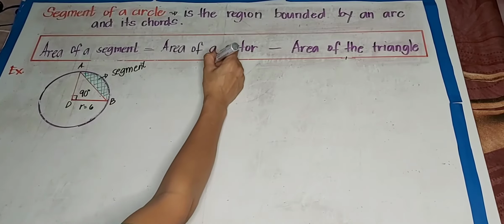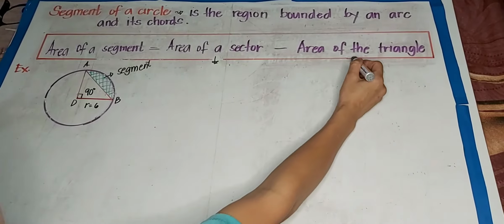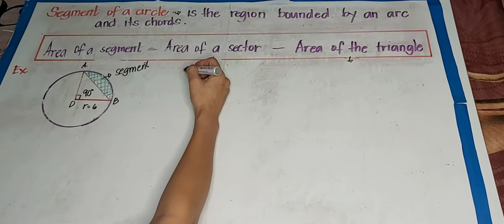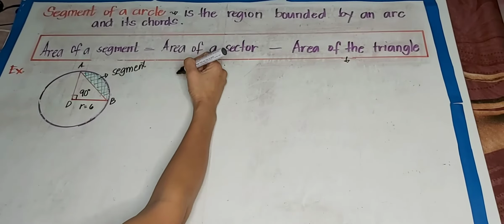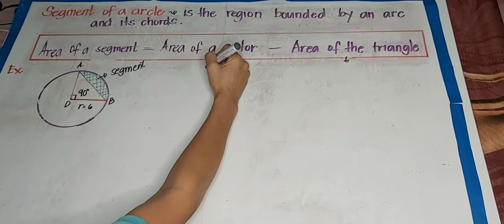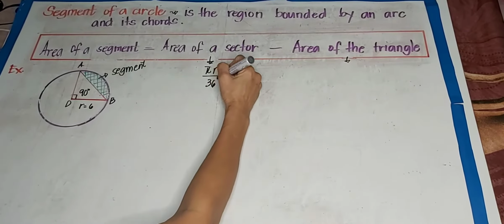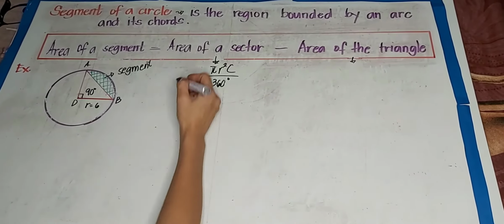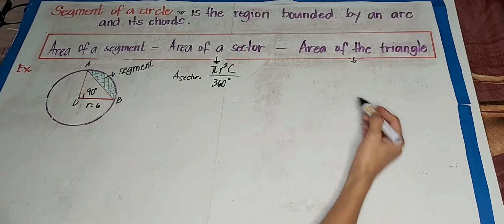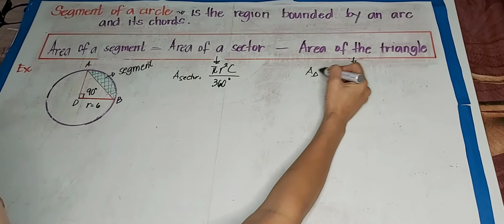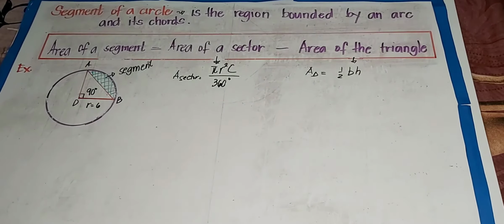The formula is area of a sector minus area of a triangle. This will require us to use our previous skill in finding the area of the sector. So, ano yung formula doon? Pi r squared C all over 360 degrees. So, yun yung formula natin for sector. Now, how about for triangle? Area of the triangle is equal to 1/2 of base times height.